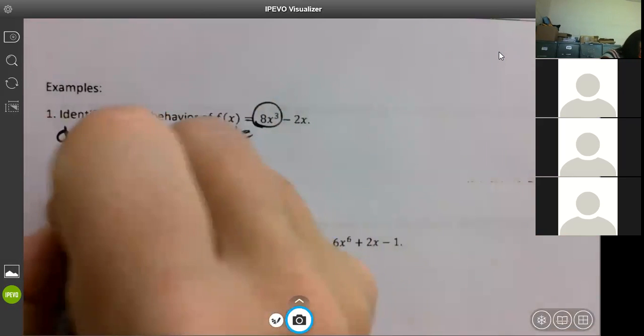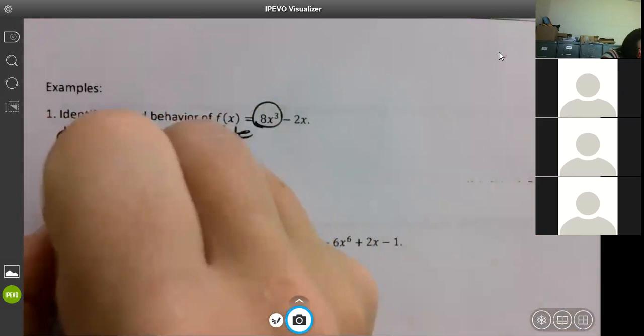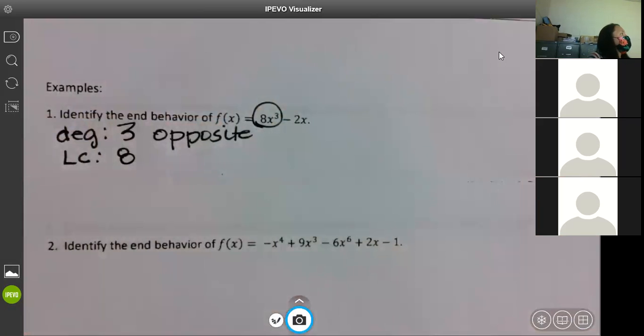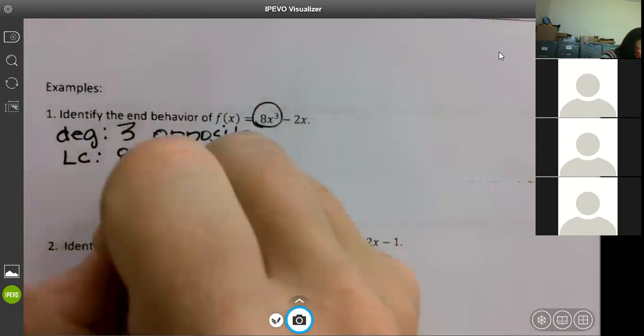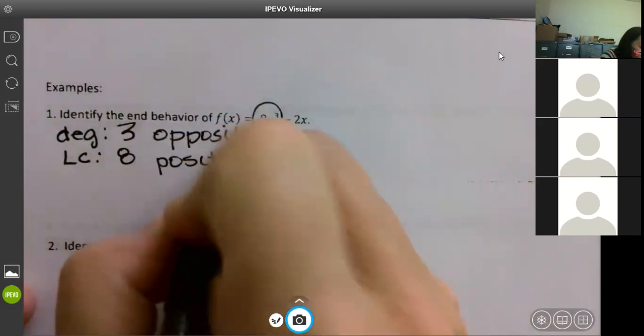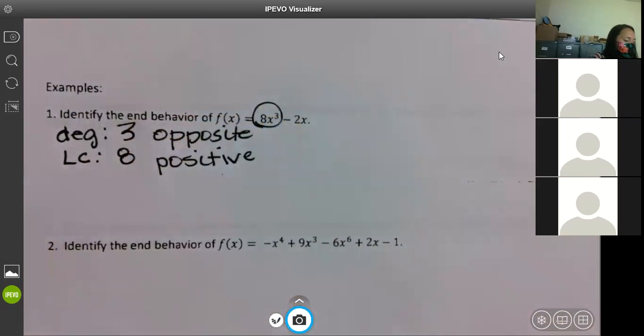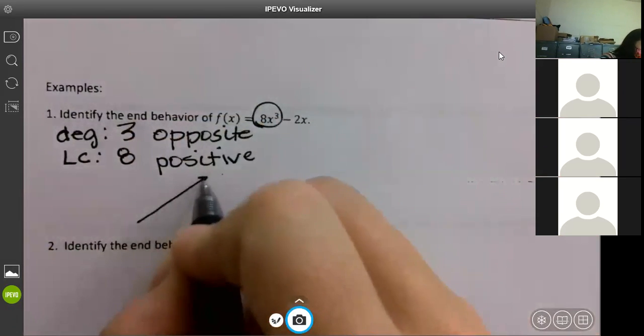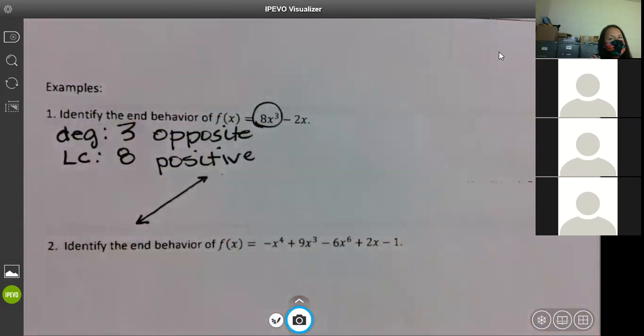Leading coefficient is? 8. All we need to care about is positive or negative. Is it positive or negative? Positive. So that means it's increasing. So it's going to look like this. Opposite, increasing.